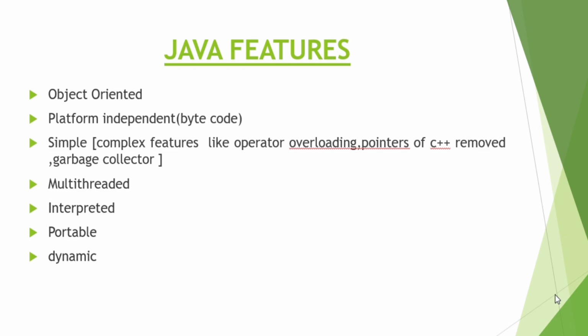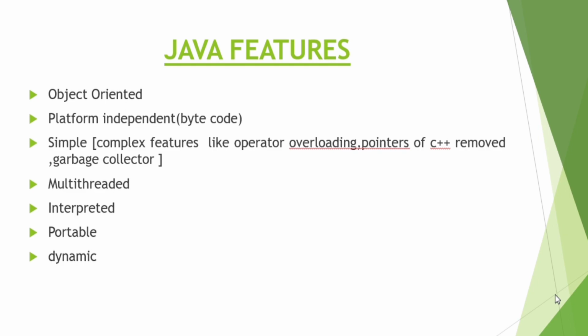Next is that Java is very simple. Okay, the complex features of C++ are removed from Java. What are the complex features? Like operator overloading, pointers, memory handling. These things are removed from Java. Also, there is a special garbage collector in Java, so you do not have to explicitly clear or remove the memory after using it. Once the use of an object is completed, the garbage collector immediately frees the memory.